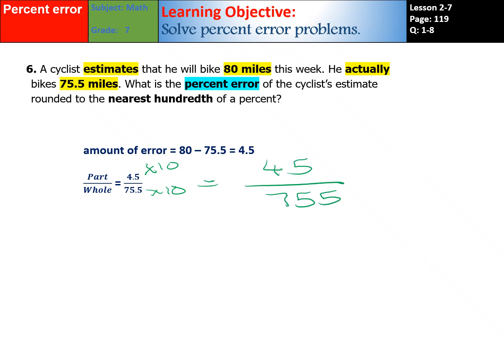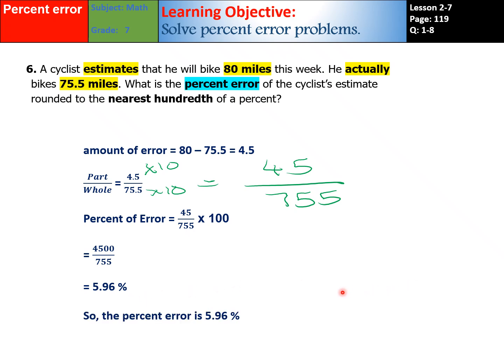It will give me 45/755. Now I will multiply it with 100 to convert it into a percent. 4500 divided by 755 will give me 5.96%. So the percent of error is 5.96%.